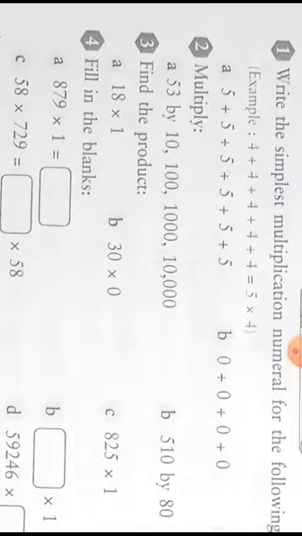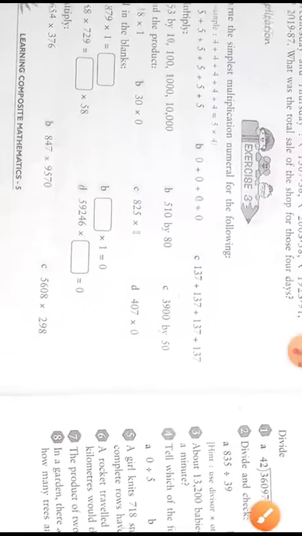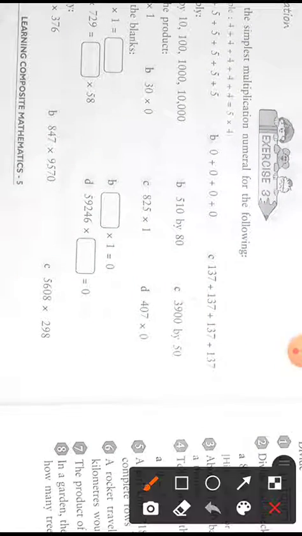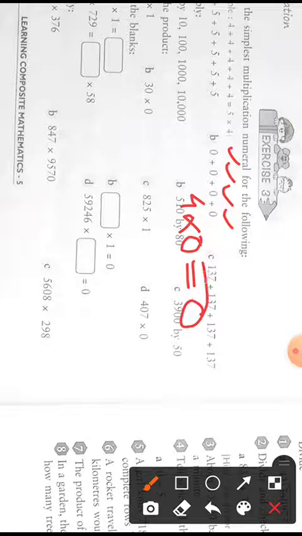Another question also you can do the same way. So you see question number B, there is 0 given, but then also we can do it. How? Let's count the number of zeros. 1, 2, 3, 4 zeros are there. So you'll write first 4, then you multiply with 0. If you multiply, your answer will be 4 zeros are 0.